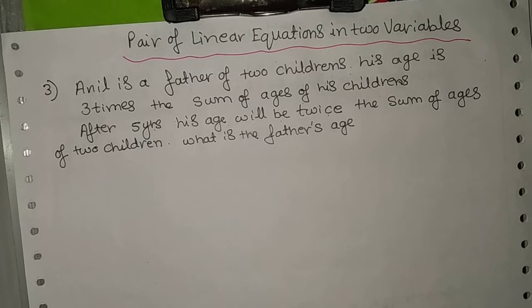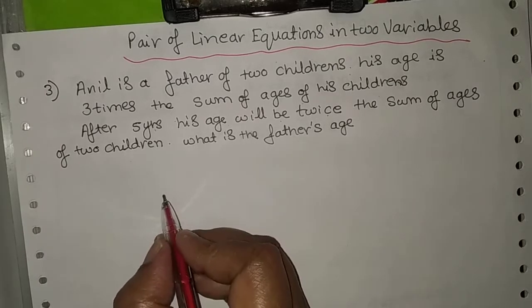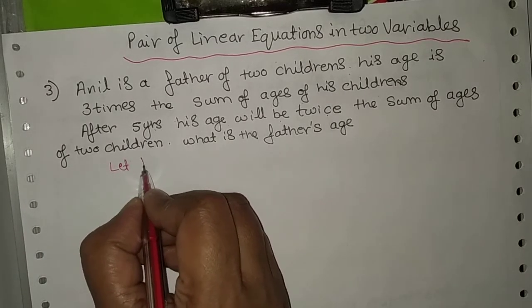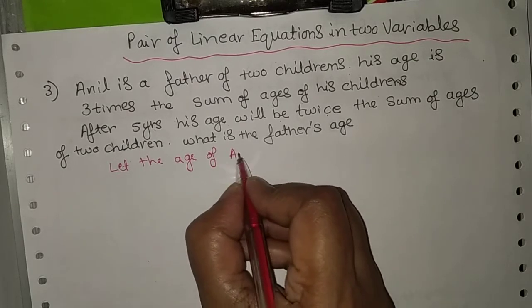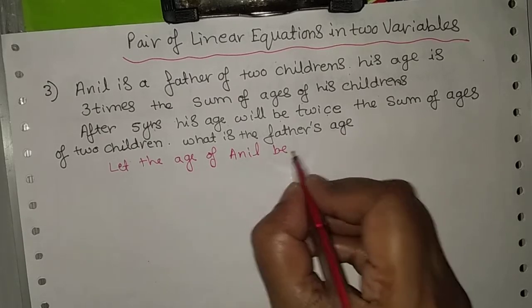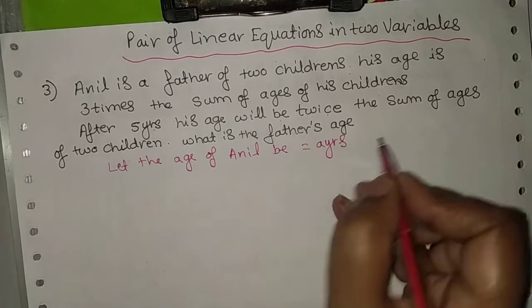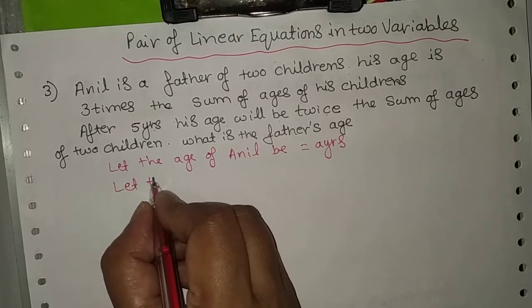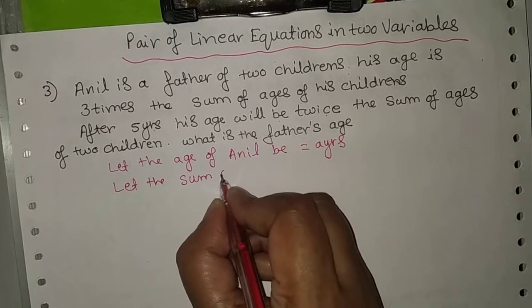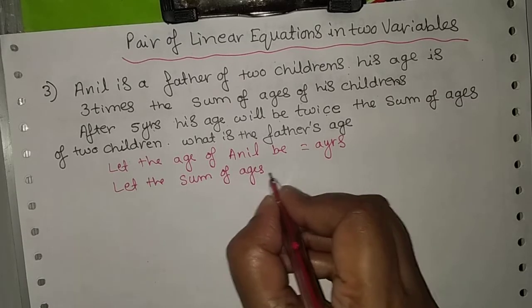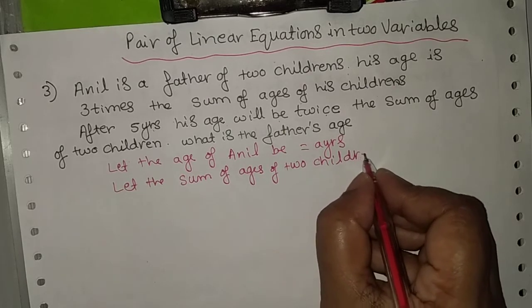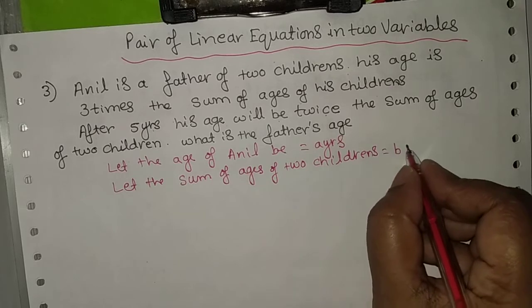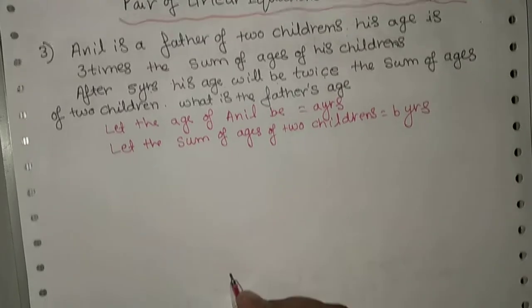So for this, we have to just start the solution. What is the age of the father? We'll take first step. Let the age of Anil be A years. We'll take 2 variables. Next, the sum of ages of 2 children, we can consider as B years. One is A and another B.